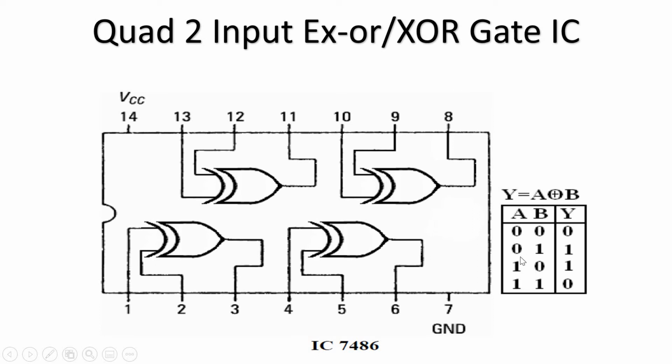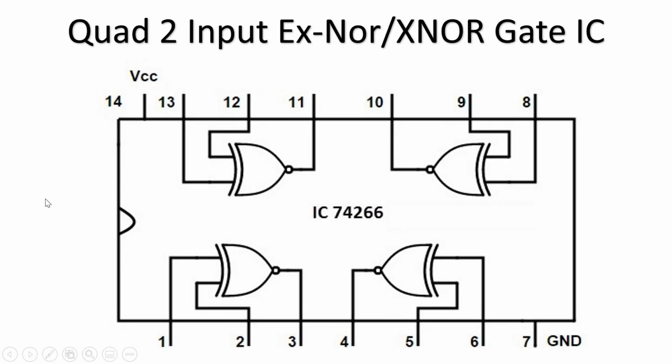That means whenever different inputs are there, the output is 1. Whenever the same inputs are there, the output is 0. And the next gate is the quad 2 input XNOR gate. This IC number is 74266. So here also you can see in a single IC package 4 XNOR gates are there, and these are the corresponding inputs and outputs. Whenever you are making a connection, take care regarding the pin numbers and do the proper connection.